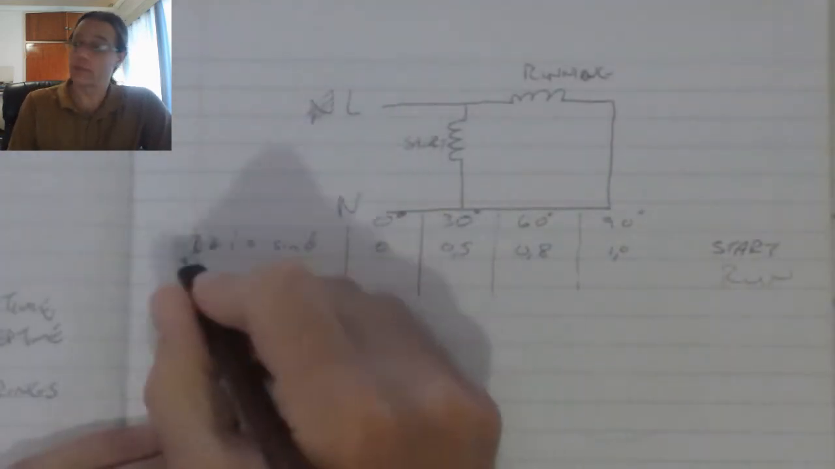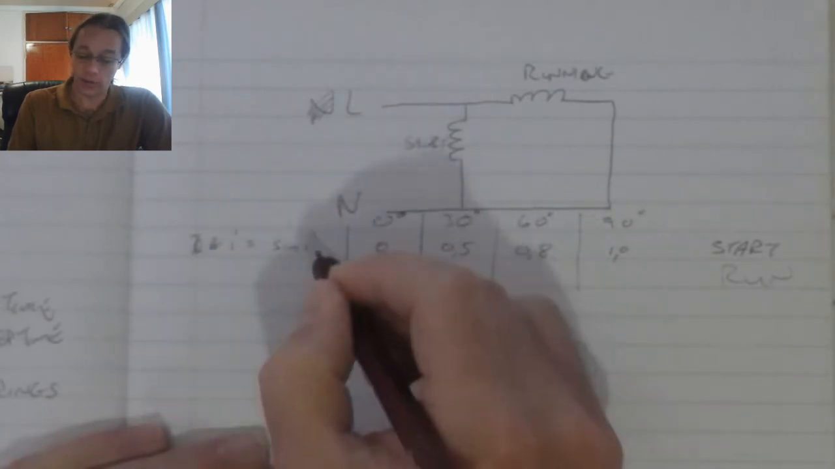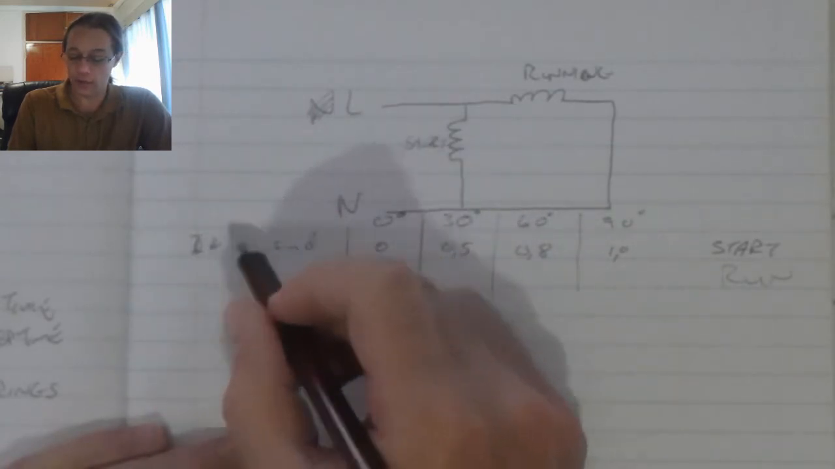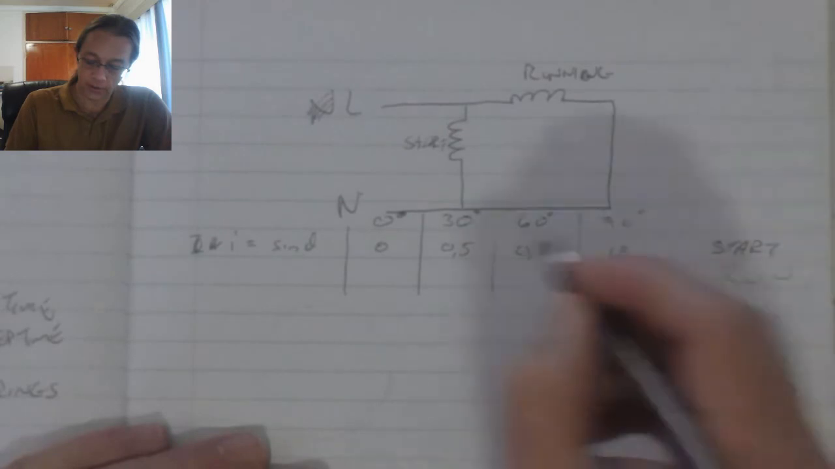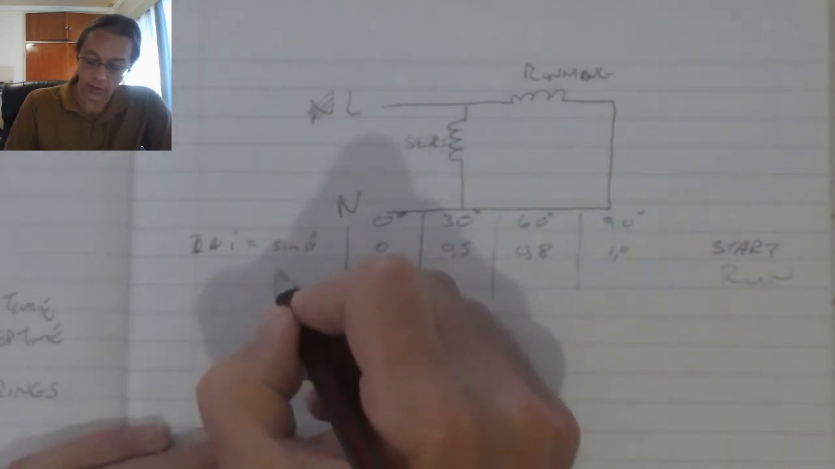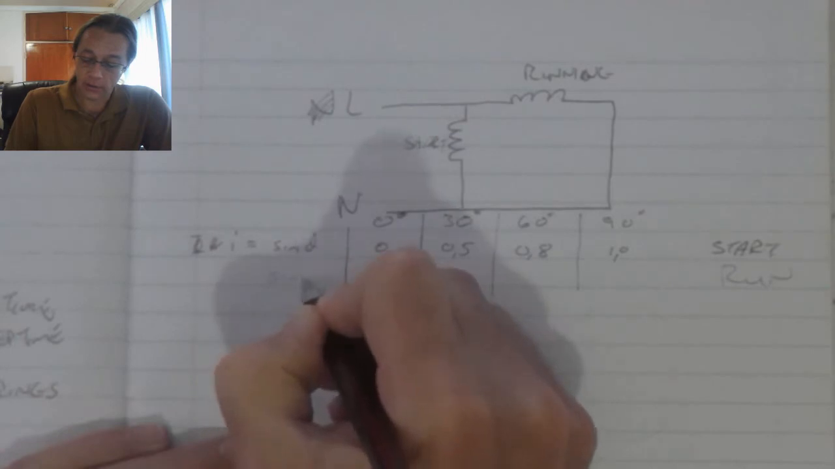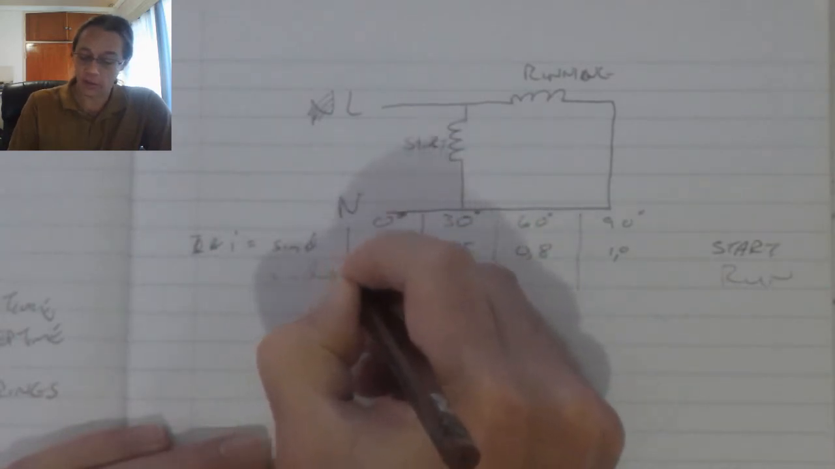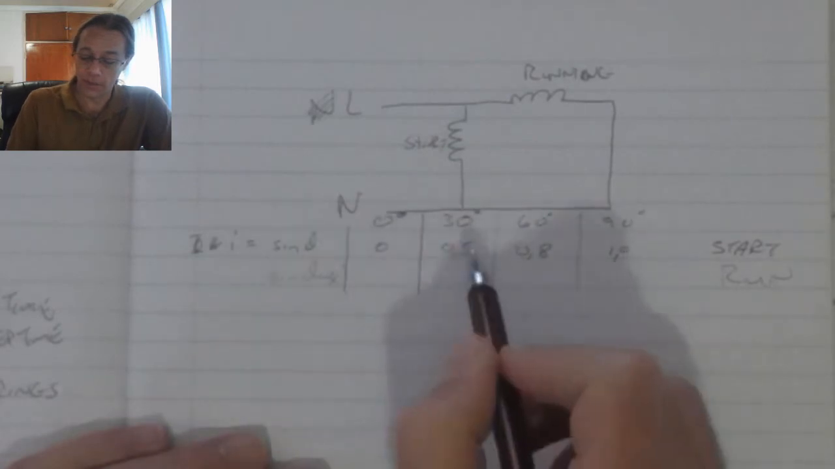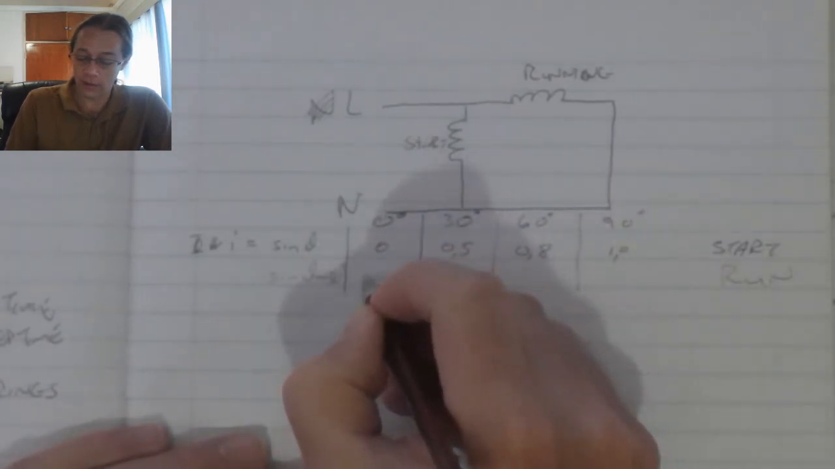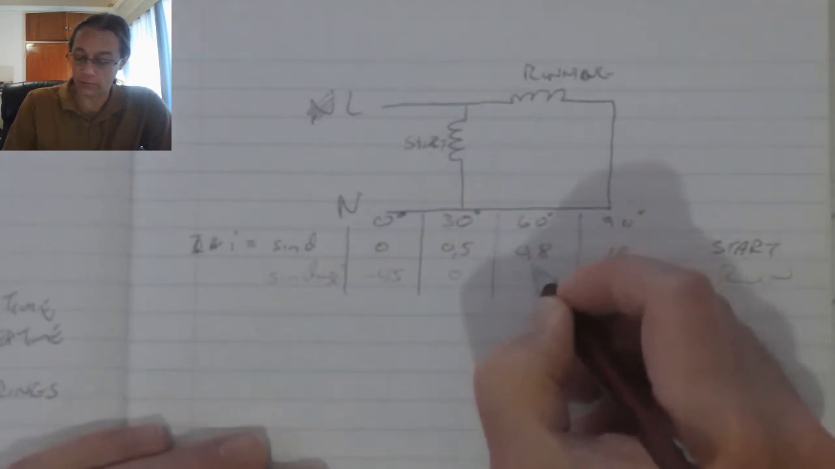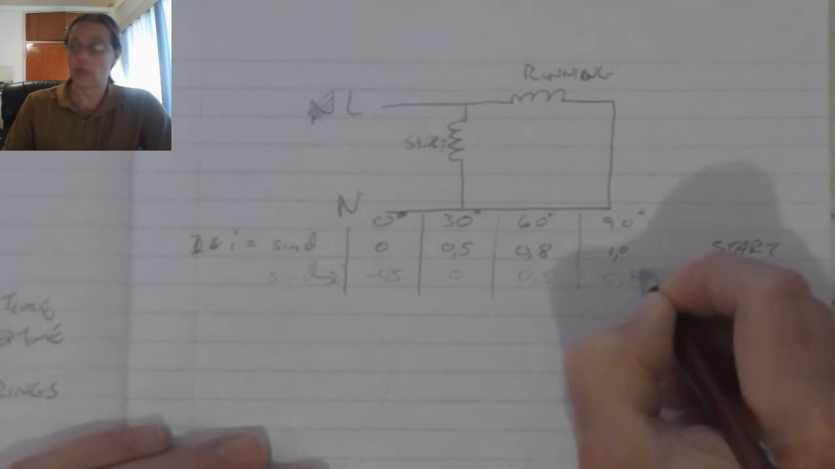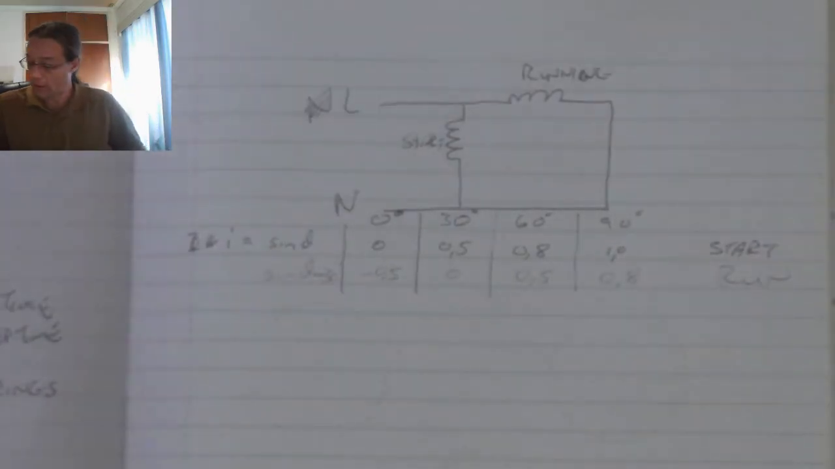For the running coil, we're going to have this exact same situation. However, we're going to accept that the current flow that's generated for the running coil has a 30-degree delay. So we're going to look at sine theta minus 30 degrees for this scenario. So there we're going to have minus 0.5, there we're going to have 0, there we're going to have plus 0.5, and there we're going to have 0.8. Again, I am rounding down.